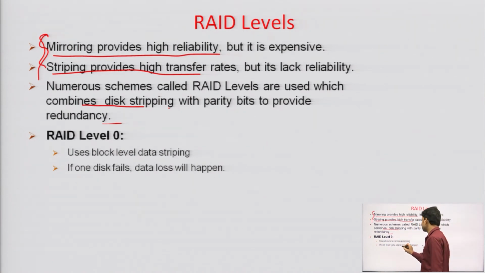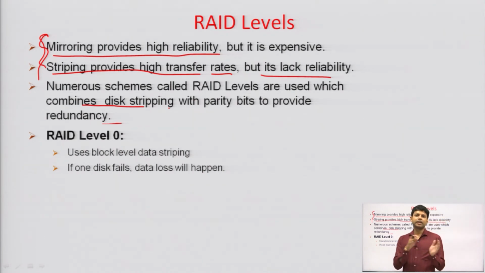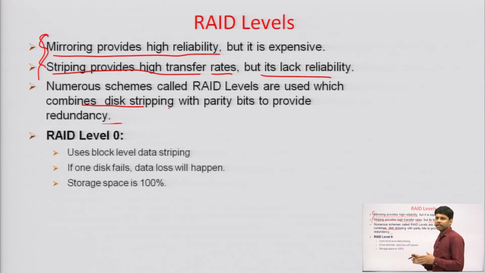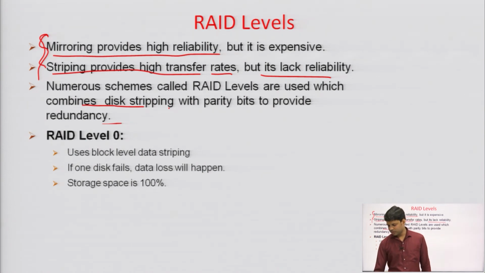If one disk fails, data loss will happen. Why? Because striping provides high transfer rate, but it lacks reliability, as you have divided the data into blocks and are keeping it in different disks. If any one disk fails, data loss will happen. Storage capacity is 100%, because in all the disks you are keeping the data, and you are not using any parity or any other extra information.